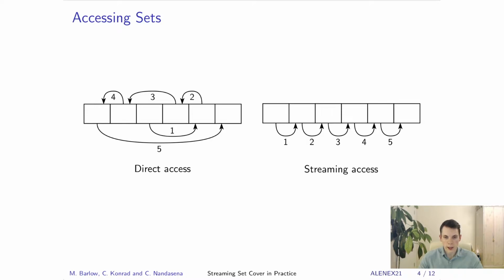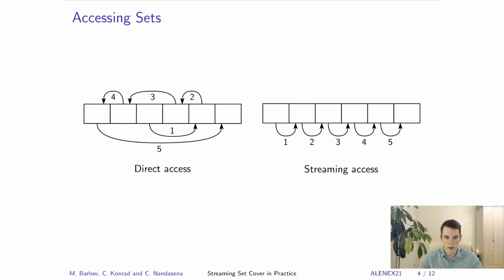So these diagrams show the access patterns from the perspective of an algorithm. So each box is a set in these diagrams, and with direct access, the sets can be accessed arbitrarily. So you can see in this example, we're accessing the third set first, followed by the fifth set, followed by the fourth set, and so on. On the other hand, in streaming access, the order is fixed, so we have to access the sets from left to right.